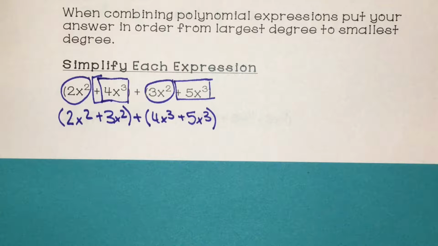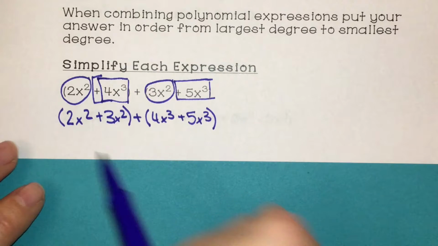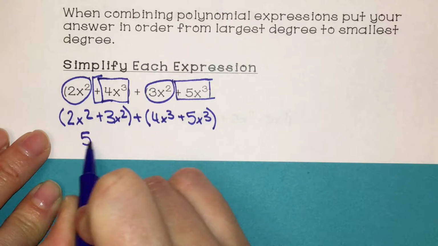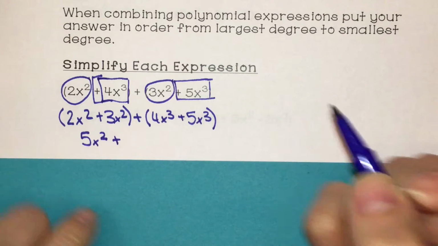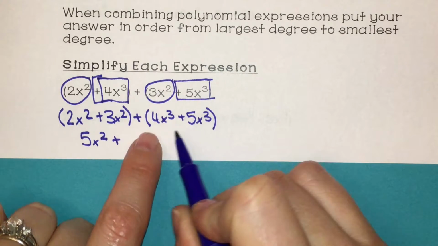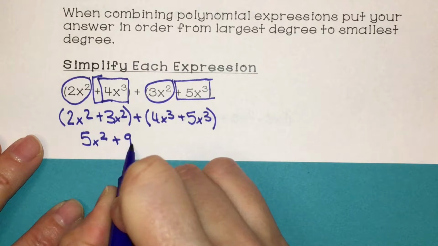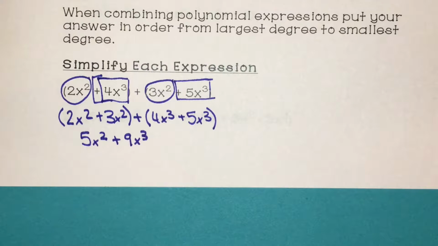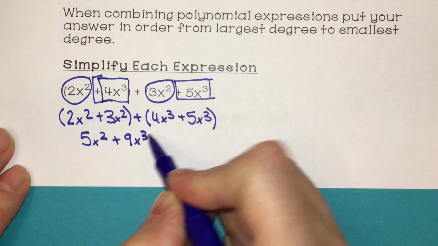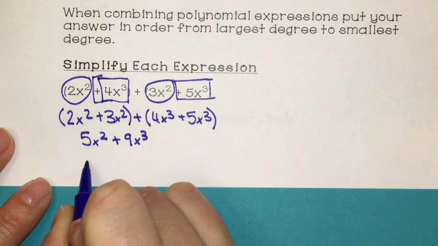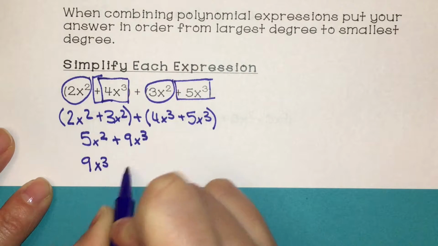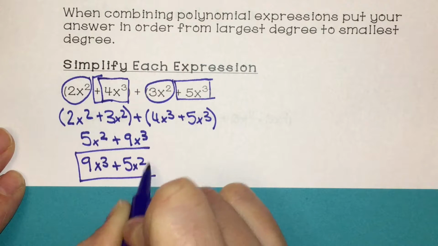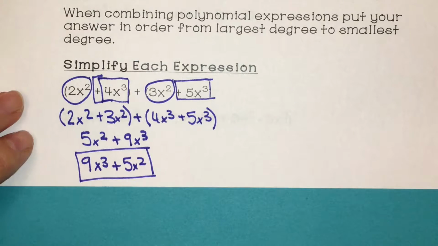So now I'm just going to add. Remember, you're just adding the coefficients, the numbers multiplied by the variables. For the x squared terms, 2 plus 3 gives us 5x squared. Plus, now we look at our x cubed terms: 4 plus 5 is 9x cubed. But again, to write your answer, we have to have the largest degree first. So 9x cubed, and positive 5x squared means plus 5x squared. Okay, so that's how you write your answer.